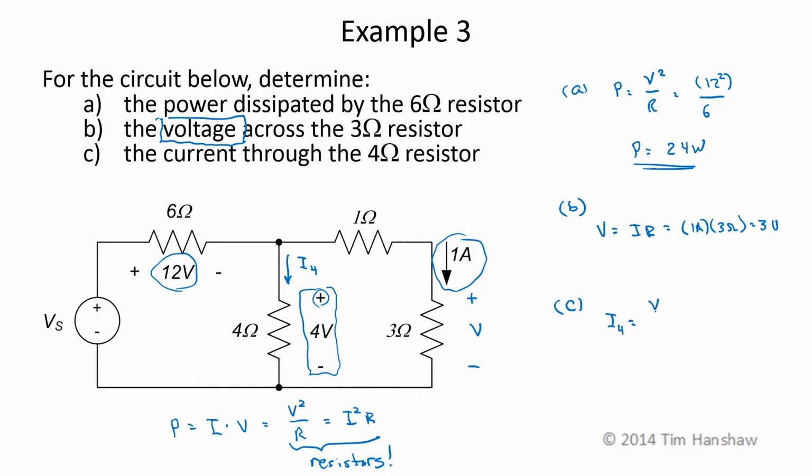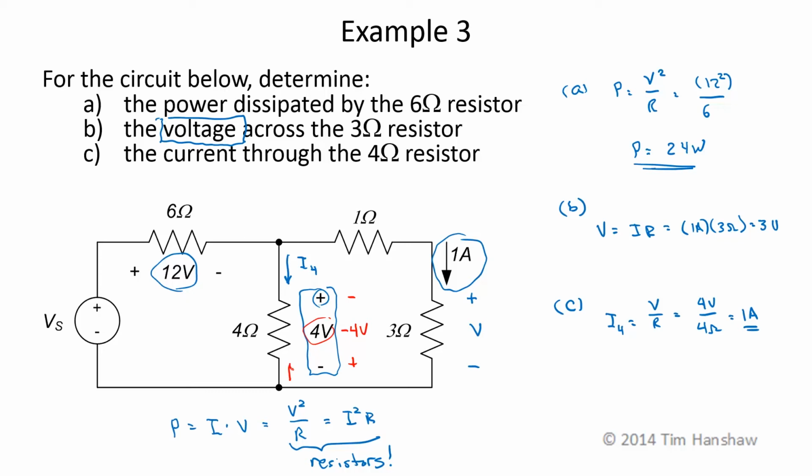I4 is equal to voltage over resistance, which is 4 volts over 4 ohms, which is 1 amp. Now I could redefine my voltage polarity on this one and say that this is my positive terminal and that's my negative terminal, but then I have to change the sign on this. This would become a minus 4 volts with this being assumed higher than this.